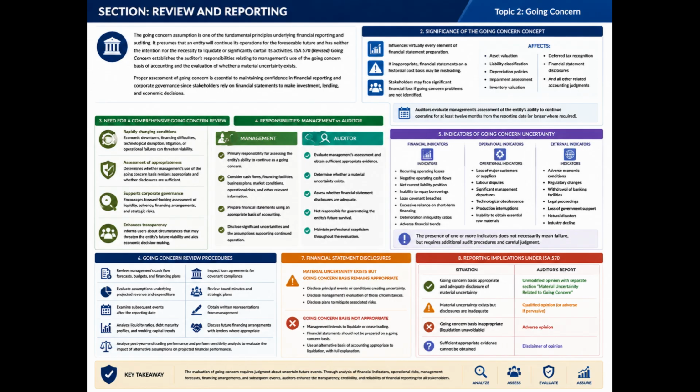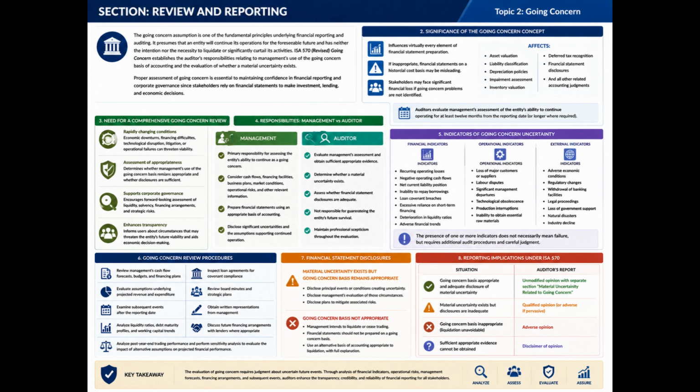The findings arising from the auditor's going concern review have important reporting implications under ISA 570. Where the auditor concludes that management's use of the going concern basis is appropriate and disclosures regarding material uncertainty are adequate, an unmodified opinion may be issued together with a separate section entitled "Material Uncertainty Related to Going Concern," drawing users' attention to the relevant financial statement disclosures.